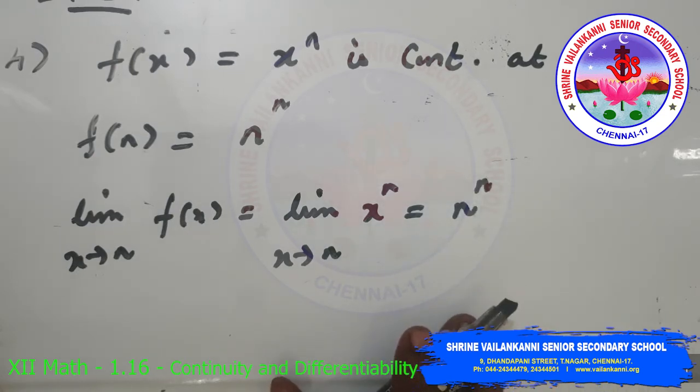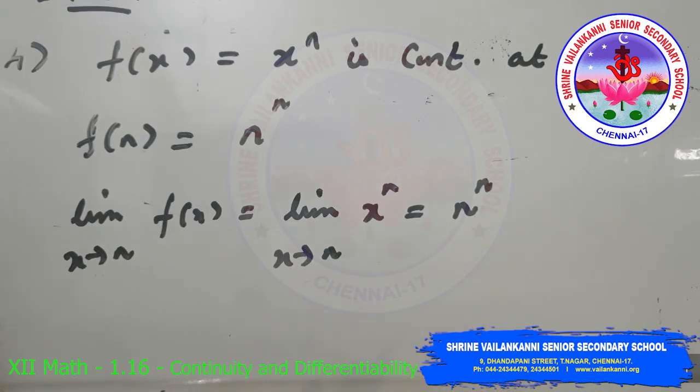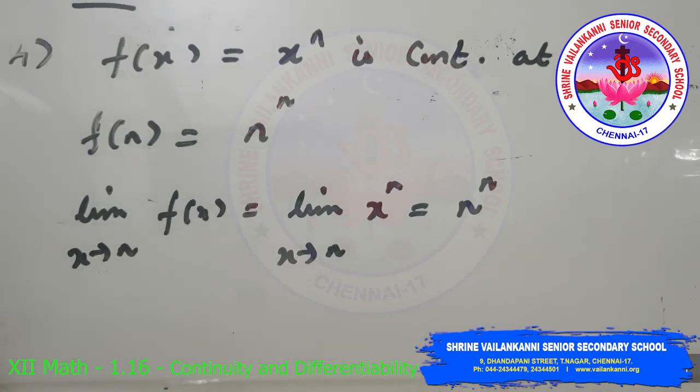If you take any values for n equal to 1, 2, 3, etc., then we will get 1 power 1, 2 power 2, 3 power 3, etc. So we get n power n. If you take any values for n, then we will get the same real numbers.